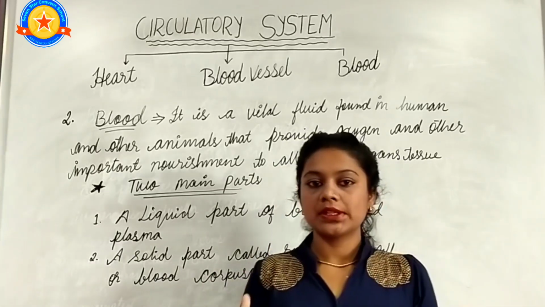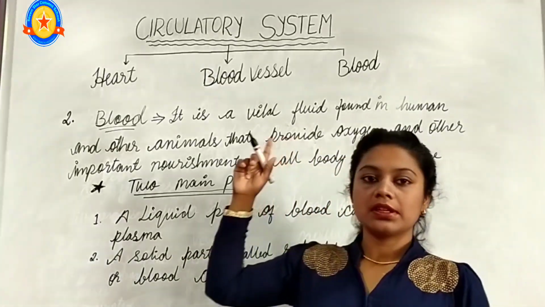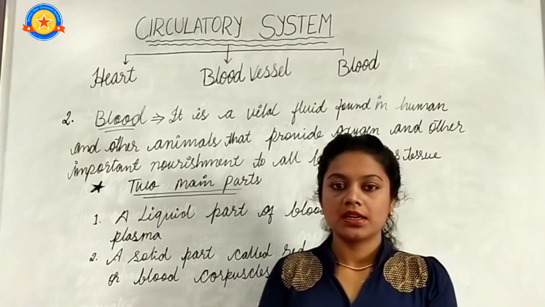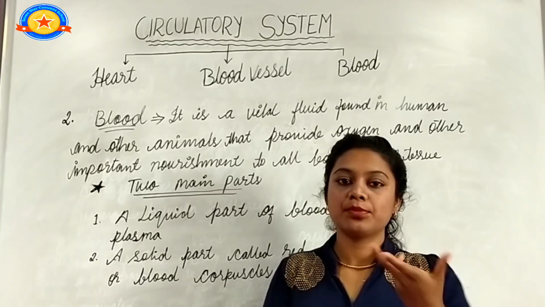So this was the blood, the third part we discussed in the circulatory system. Children, these were the circulatory system concepts which we have talked about today.